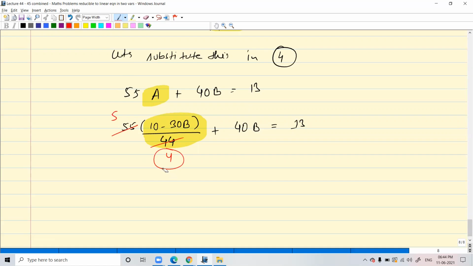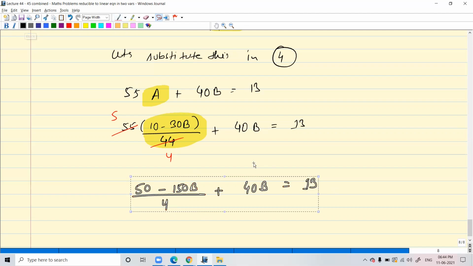But why make it complicated? Let's leave it like that itself. So I'm going to simplify this numerator. There is a 5 here. 5 will multiply to both of them, so it will become 50 minus 150b by 4. I'm writing extra steps just to make sure that everyone gets it.